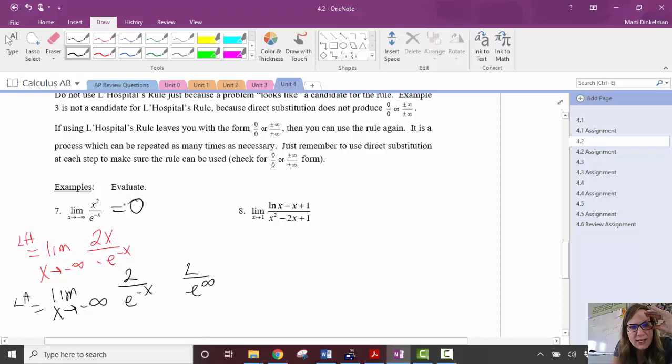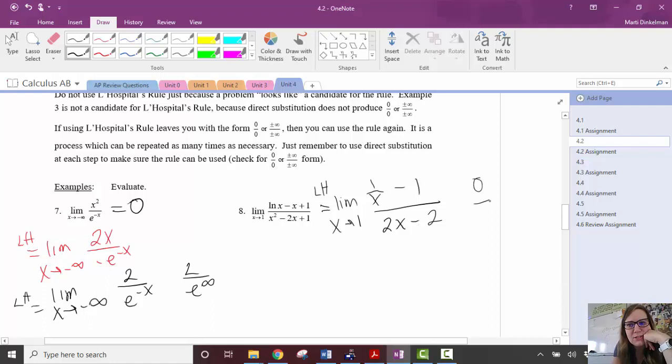Okay, so let's just verify on number 8, do I actually get to use L'Hopital's rule? So natural log of 1 is 0, minus 1 plus 1, and then 1 minus 2 plus, so it is a 0 over 0 case. And we can go ahead and do L'Hopital's and see where that leaves us. So derivative of natural log is 1 over x and then minus 1. And then this is going to be 2x minus 2. And so now if I try to plug the 1 in, I get 1 minus 1, which is 0, and 2 minus 2, which is also 0. So we can still do L'Hopital's rule. We're going to do it again and see what happens.